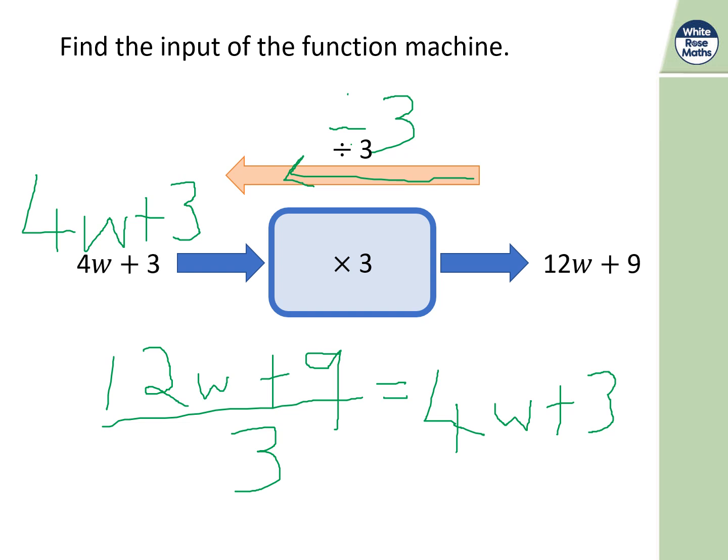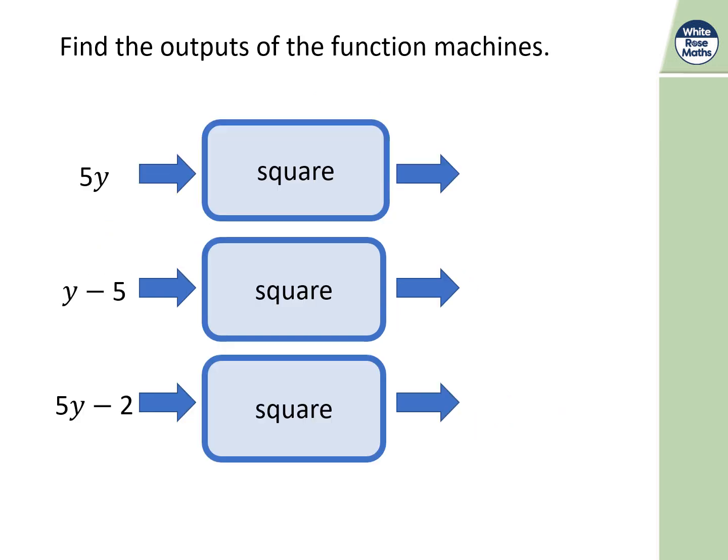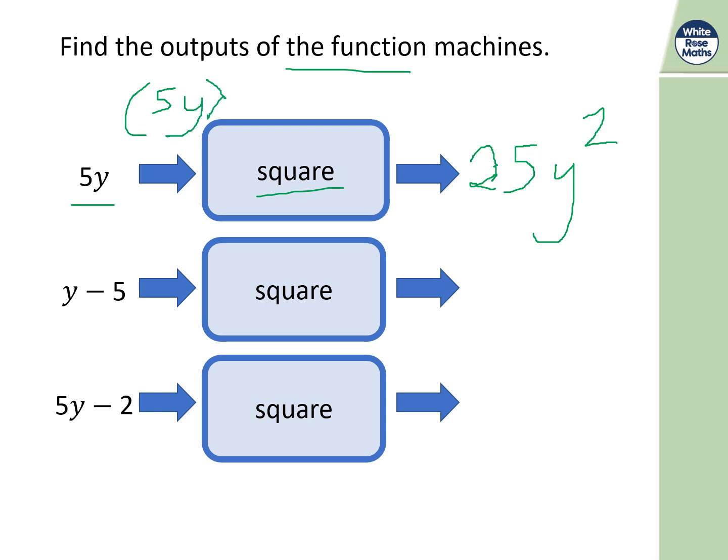So again, going backwards, divide. This next one, find the outputs of the function machines. So 5y and I square it. Squaring 5y is going to be 5y times 5y, which is going to be 25y squared. I square the 5 and I square the y, so it's 25y squared. It's not 5y squared or 25y. I'm squaring the whole expression here, so I'm squaring everything inside this bracket. So it's going to be 5y times 5y.